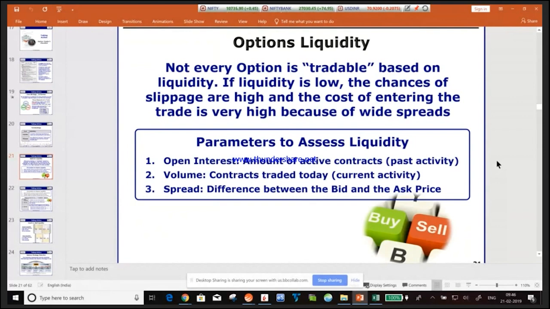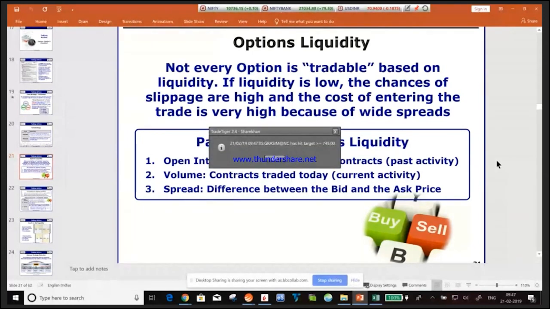So what are the different parameters? How do we assess liquidity in our stocks trading, in our core strategy? The criteria is minimum 5 lakhs average daily volume, correct. So here similarly we'll have different parameters to assess liquidity.